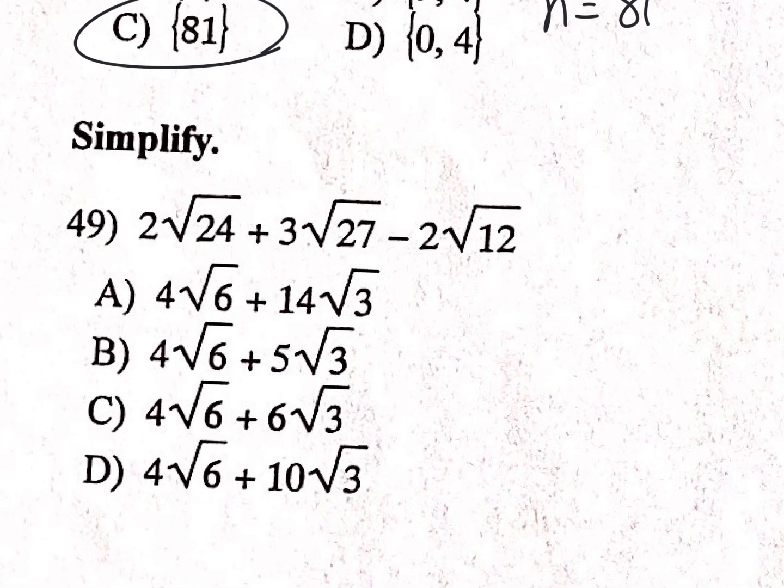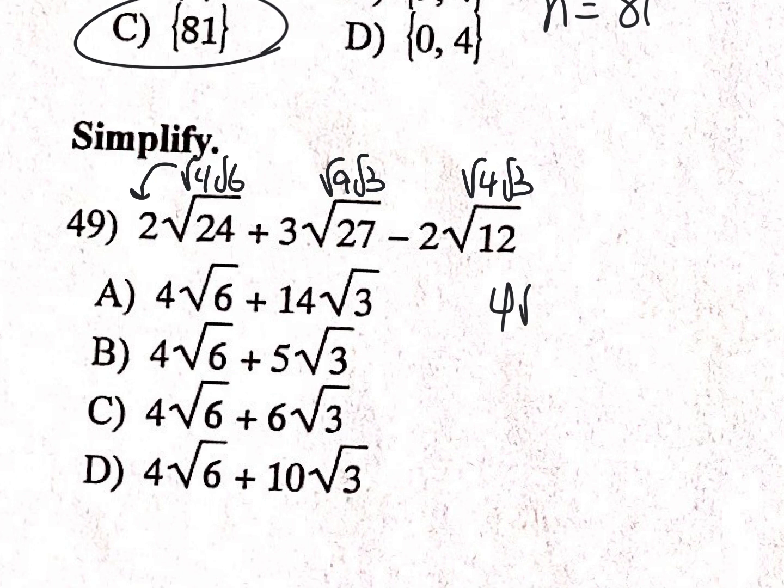49. Got to simplify this thing. You cannot add or subtract radicals unless you have the same number inside. So I'm going to take that 24 and break it down with a 4 and a 6. I'm going to take the 27 and break it down with a 9 and a 3. I'm going to take the 12 and break that down with a 4 and a 3. All right, the square root of 4 is 2. Multiply that times the number in the front.